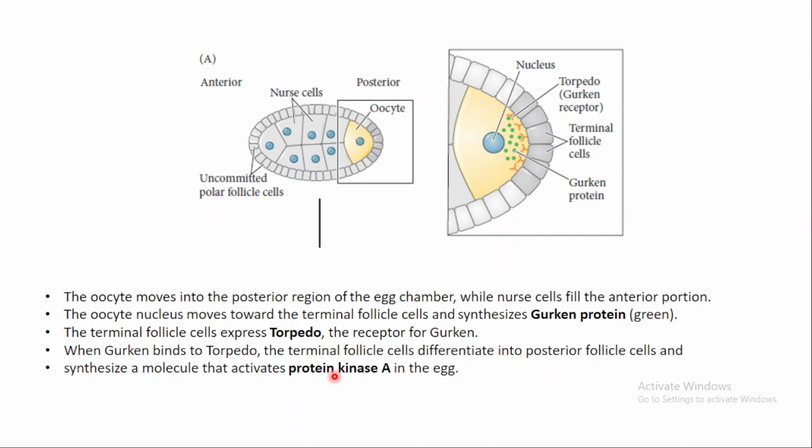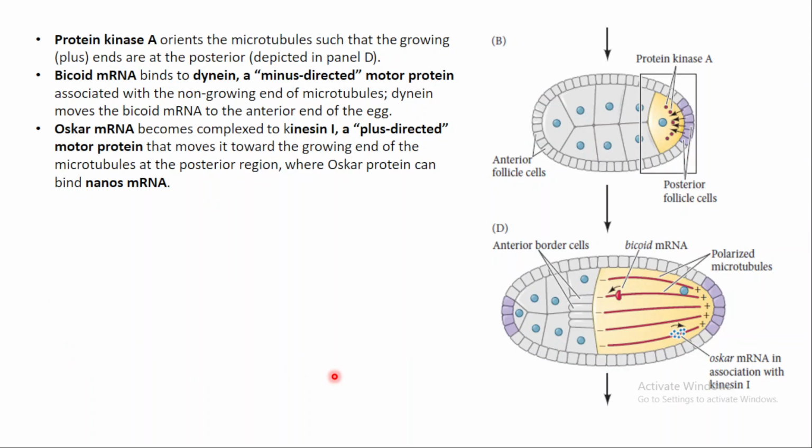So you remember this part? The oocyte will make Gurken protein. The terminal follicular cells which are near the oocyte will express the receptor, which is Torpedo. Now Gurken binds to Torpedo. The identity of terminal follicular cells changes to posterior follicular cells, and these now express and produce protein kinase A. Now when protein kinase A is produced, you can follow the diagram here. Now these cells are posterior cells.